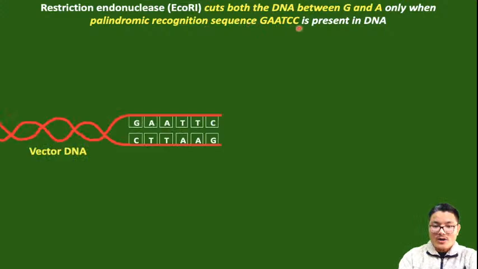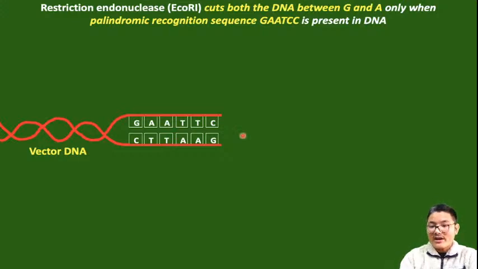Suppose this is one of the vector DNA having a palindromic nucleotide sequence, or palindromic recognition sequence, GAATTC, which has the opposite strand GAATTC, which is a palindrome, right? The nucleotide sequence or nitrogenous bases are palindromic. If we read in the forward direction of one strand, it's the same, and if we read the opposite direction, the nitrogenous bases are the same, right? In reverse direction, right?